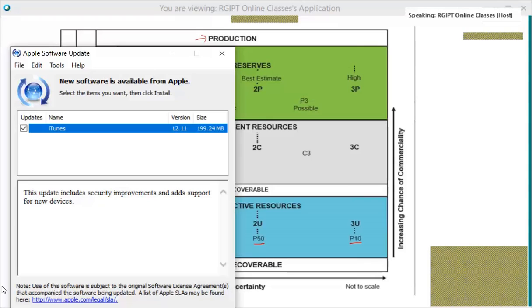Is this clear to everyone? This PRMS framework for your reserves and resources. What is prospective resources? What is contingent resources? What is reserves? Is this clear to everyone?